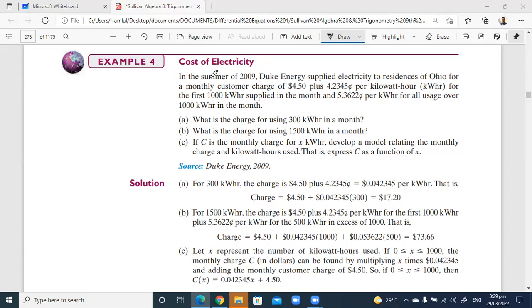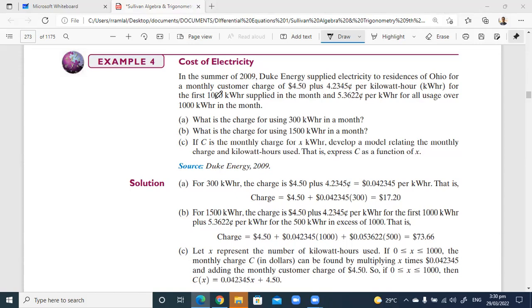So let's go through an example. In the summer of 2009, Duke Energy supplied electricity to residents of Ohio for a monthly customer charge of $4.50. Now, this is a fixed cost, as you all could see here, plus 4.2345 cents. Now, this is not $4, this is 4 cents with some decimal points attached per kilowatt hour.